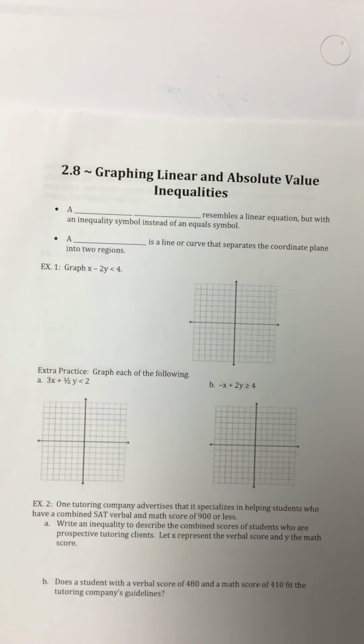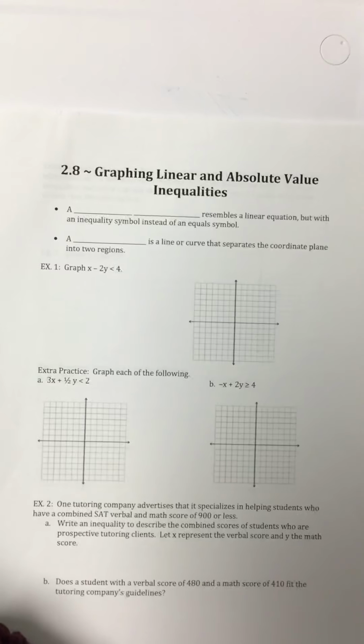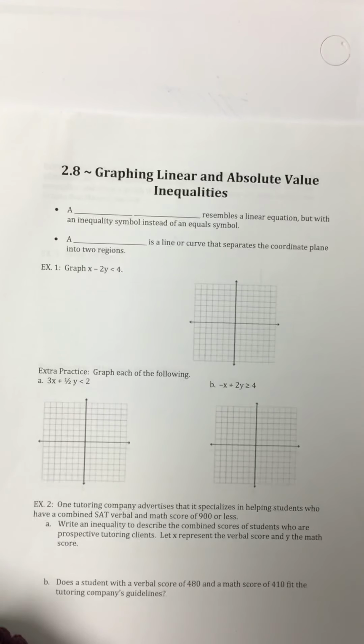So we are going to look at the last section in Unit 2. So we are almost done. Next week we will be reviewing and taking a test. Today we're going to be talking about Section 2.8, so graphing linear and absolute value inequalities. So we've already graphed linear and absolute value equations, yes? We're just adding another step to it.